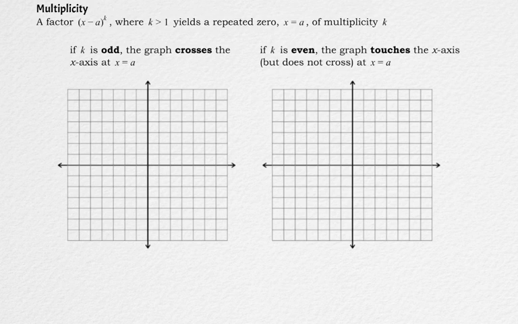Now here's the important part. If k is an odd number, let's just use an example. Let's say we had x minus 3 to the third power. Anytime it's odd, it's going to cross the x-axis at that point. So this is going to have an x-intercept.